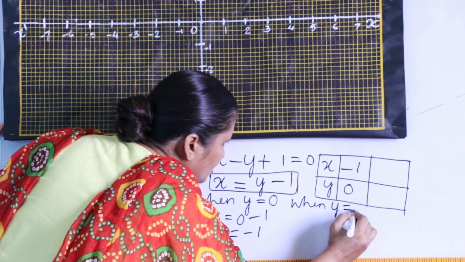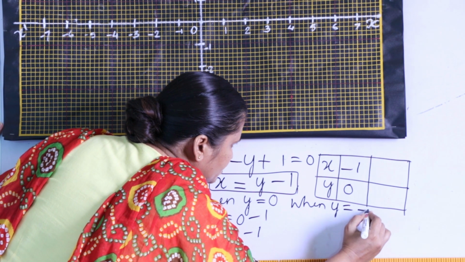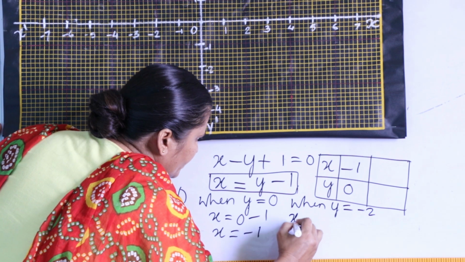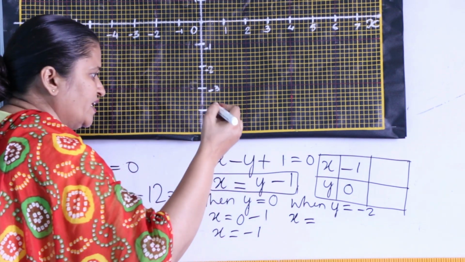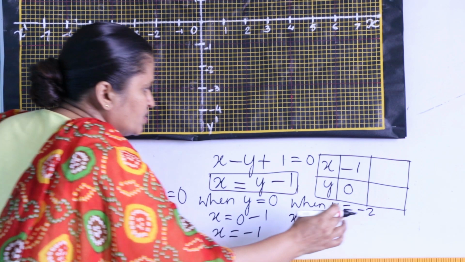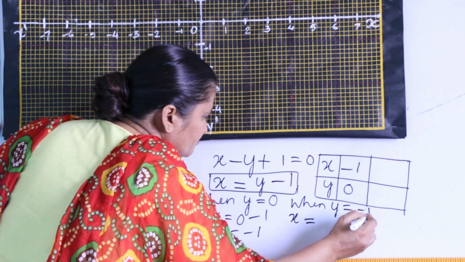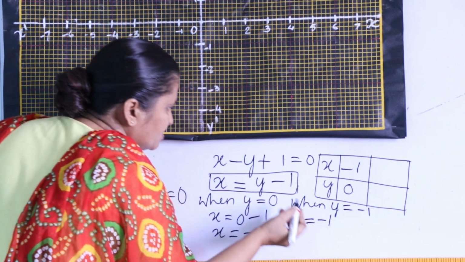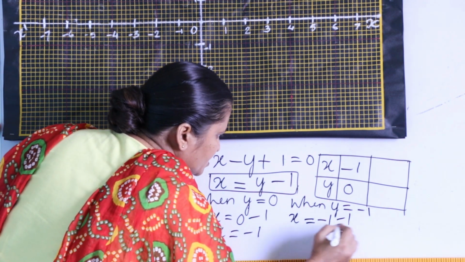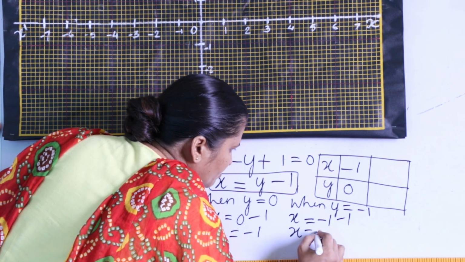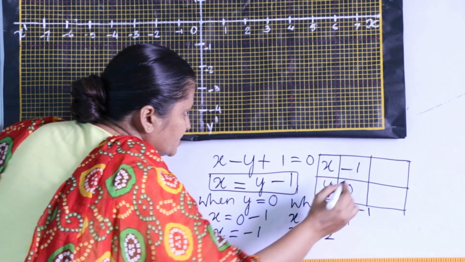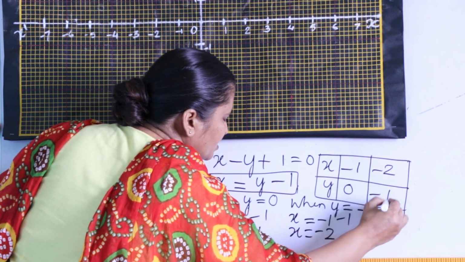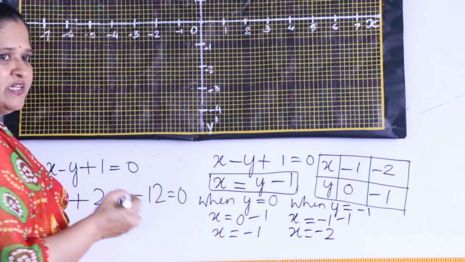When y is equal to minus 1, let me say minus 1. Then x is, you can take any value, you can take minus 1 also. You can take plus 1 also. Okay, I will take minus 1. Then x is equal to, in place of y, you write minus 1, and whatever is there, minus 1. So what did you get? X is equal to minus 2. X is equal to minus 2 when y is equal to minus 1. Yes, our sets are ready.